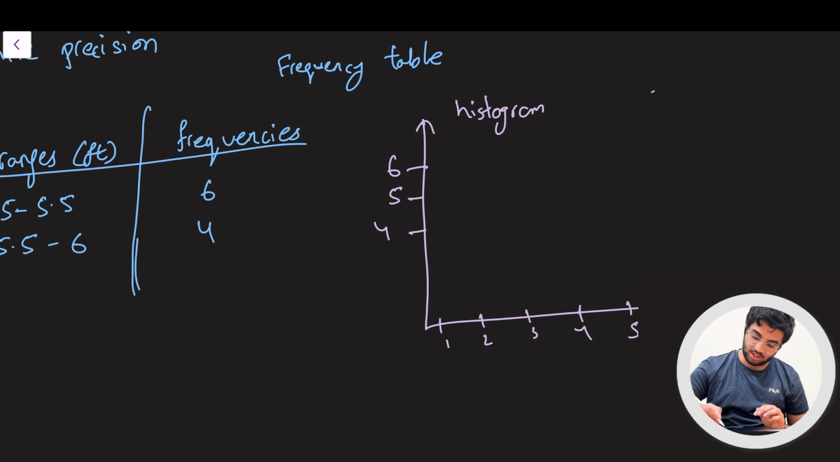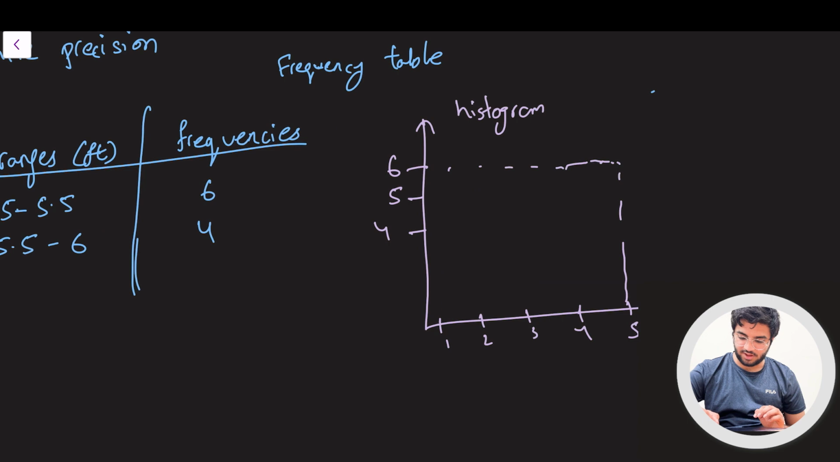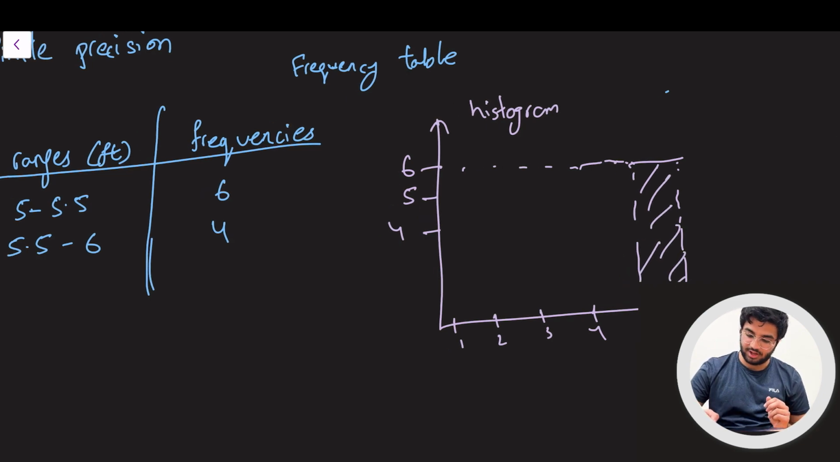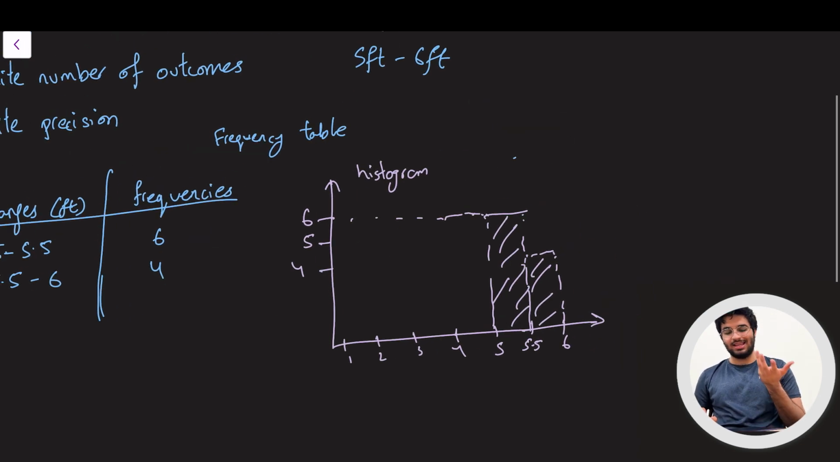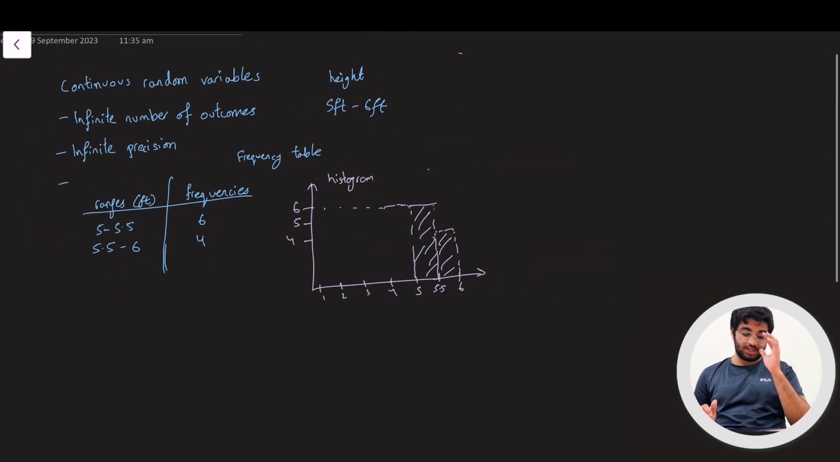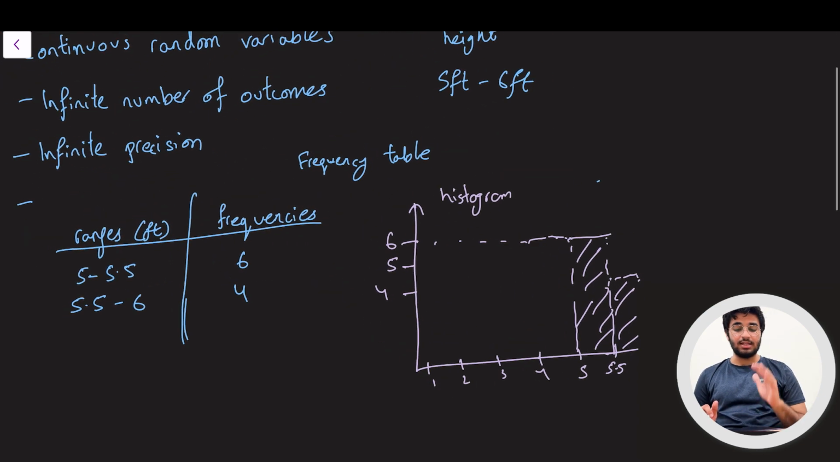So what we do is take that to our range. Our range is currently 5 to 5.5, and we create a rectangle, a bar, and you shade that in. Similarly, 5.5 to 6, 4 people, sorry, and there is your second bar. And that is a histogram. That's typically how you describe continuous random variables. So now that is your basics cleared. Now you know everything about continuous random variables at a fundamental level.